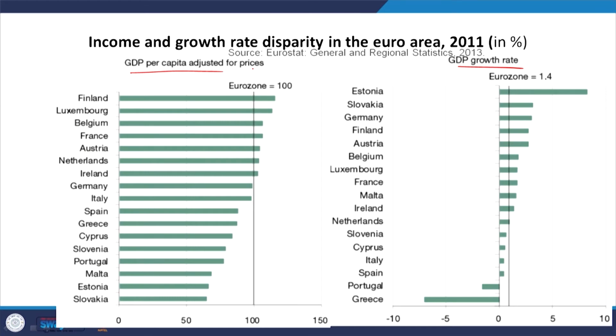Then coming to the GDP growth rate. The standard average growth rate is exceeded in most of the countries. The eurozone average is 1.4. I think it is higher in Estonia, Slovakia, Germany, Finland, Austria, Belgium, Luxembourg, France, even Malta, and to some extent Ireland. These are the income and growth rate disparities.